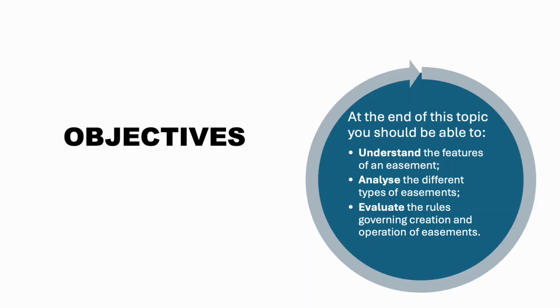The objectives for this topic. By the end of this topic, you should be able to understand, firstly, the essential features of an easement. Secondly, analyze different types of easements. And thirdly, evaluate how easements are created and how they operate.